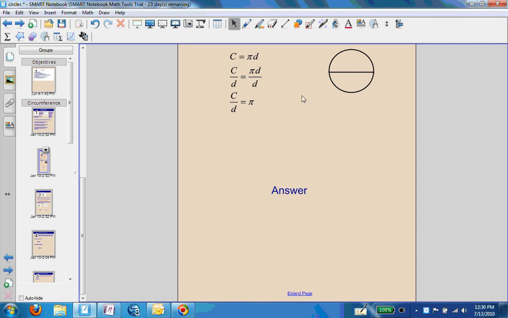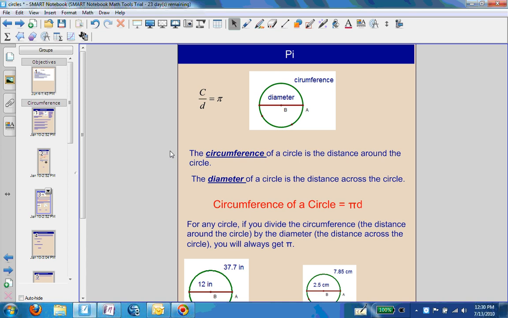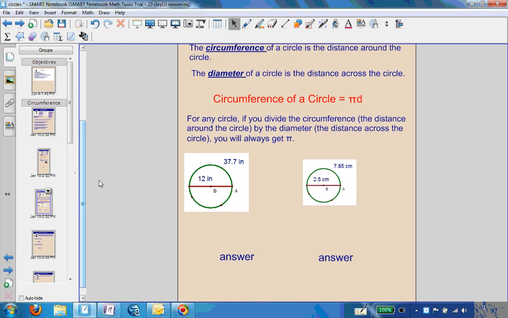So what that's telling us is no matter what circle you have, no matter how big or small it is, if you find the circumference, the distance around it, and you divide that circumference by the diameter, the distance across it, you will get 3.141, etc., the infinite number that is pi. The circumference of a circle is the distance around the circle, as we mentioned, and the diameter is the distance across the circle. So the circumference of a circle is pi times d. For any circle, if you divide the circumference by the diameter, you will always get pi.